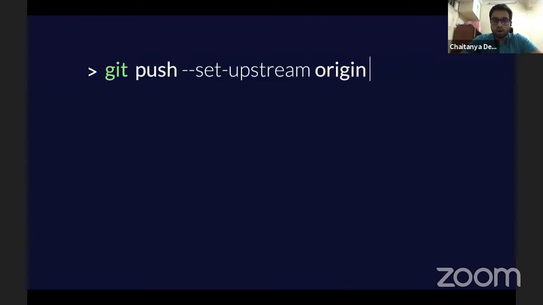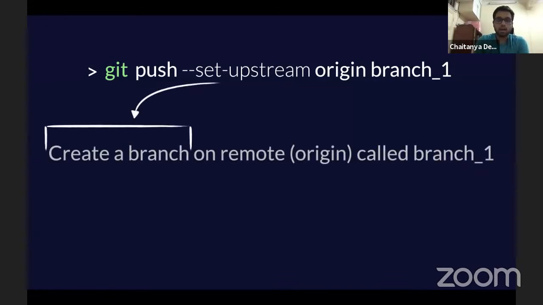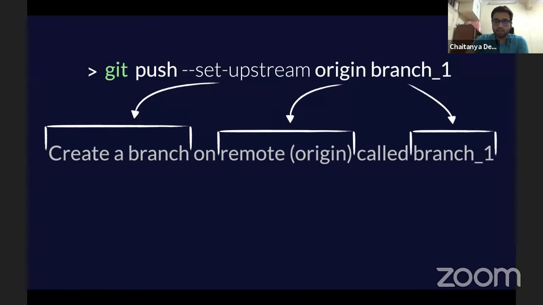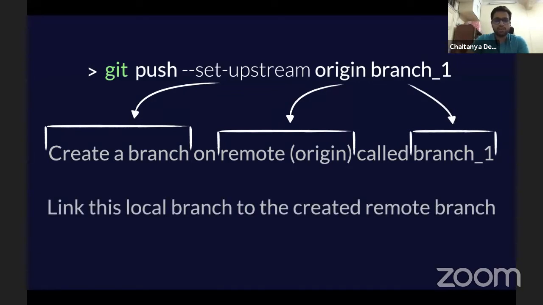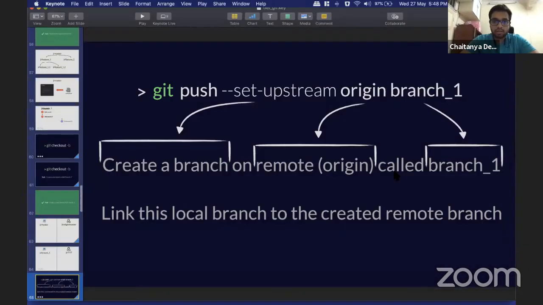So this command is a little longer than what we've seen up till now. So let's try and break it down and understand what this command actually says. It's basically saying, hey Git, can you just create a branch on remote, which is the origin, and just call it branch one. And while you're at it, just make sure you link this branch one on my laptop to the branch one on your GitHub, just so that next time when I do a push, I don't have to remind you again that, hey, this branch one is the branch one on GitHub. So when I run that command, I will have branch one and origin/branch one with these exact 3 commits. So let's try and run that command.